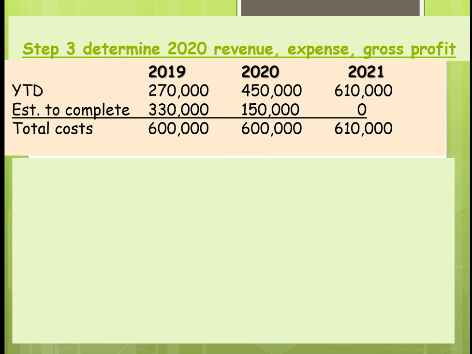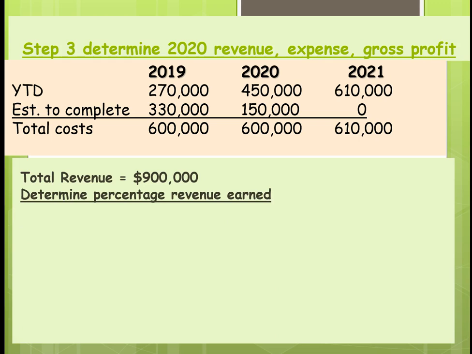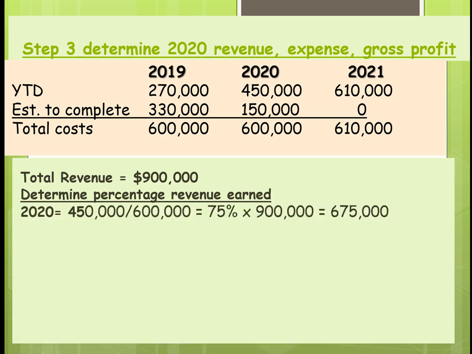Now, let's look at the next year. We have total revenue of $900,000. Determine percentage complete: 450 divided by 600,000 gives you 75%, times 900,000. We now have earned a total for both years of 675,000.